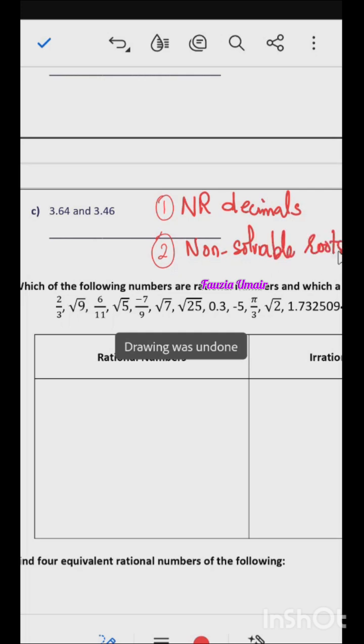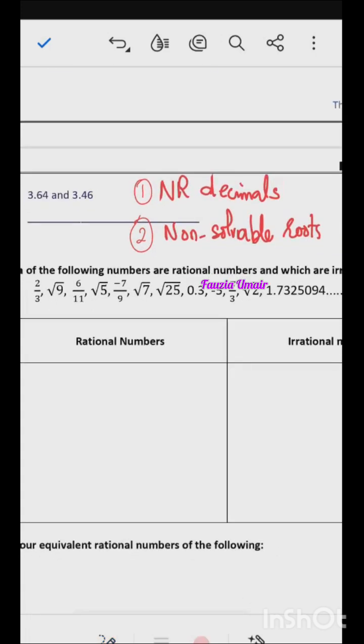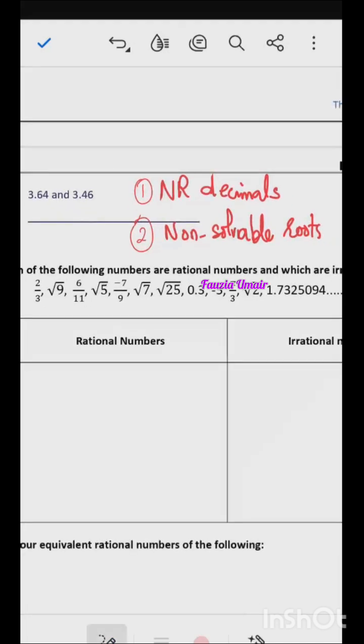So now the question is, which of the following are rational and which are irrational? We will go through these numbers carefully, and we will separate them into rational and irrational numbers. Please keep your mic muted. Unless I'm asking something, you should keep your mic muted.